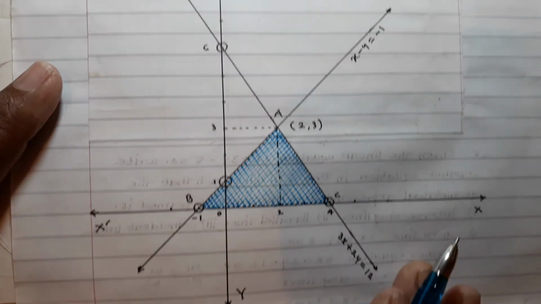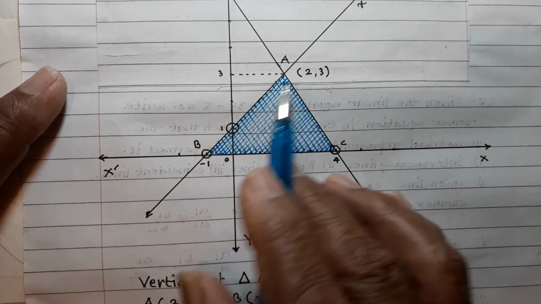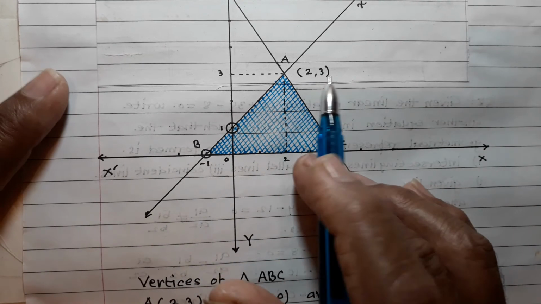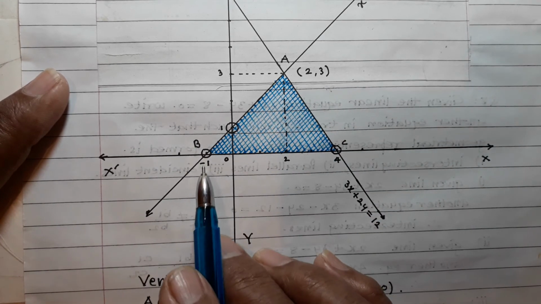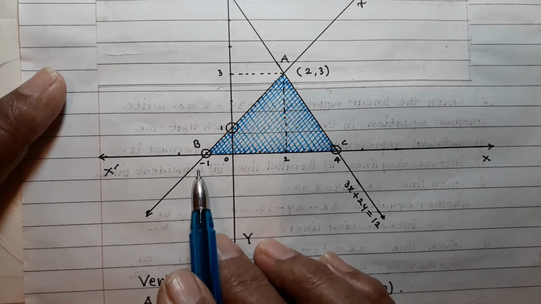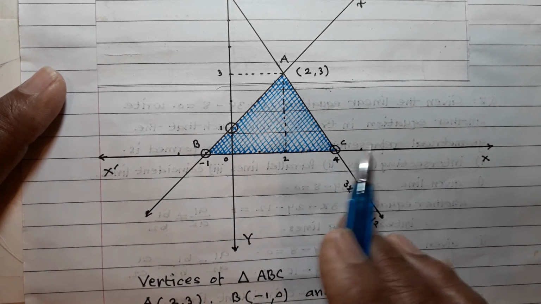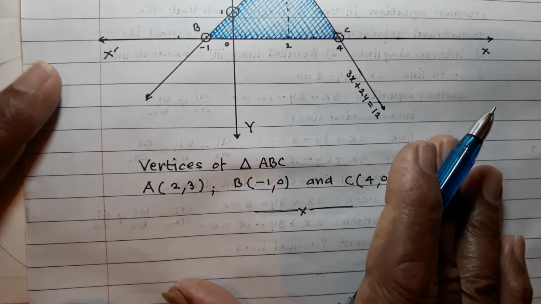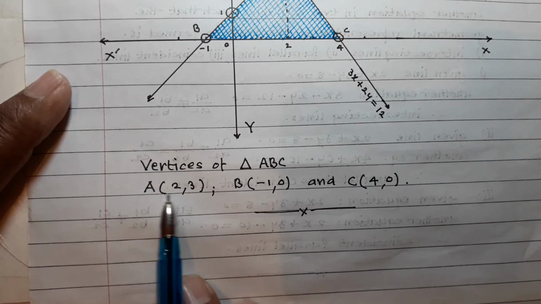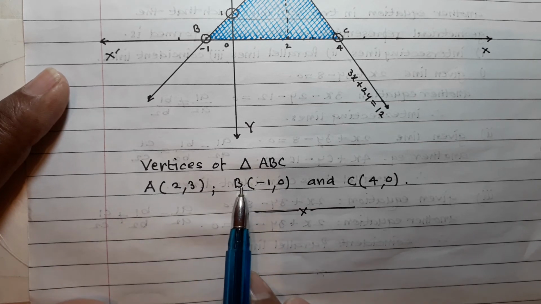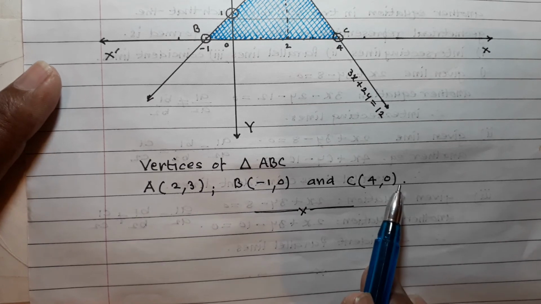Okay. Now then this is a triangle. So I shade this triangle. So my coordinate vertices are what? A 2, 3, then B minus 1, 0, and C 4, 0. Okay. So vertices of triangle ABC: A 2, 3, B minus 1, 0, and C 4, 0.